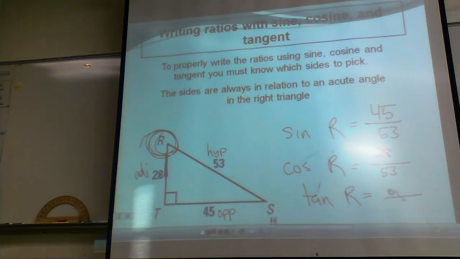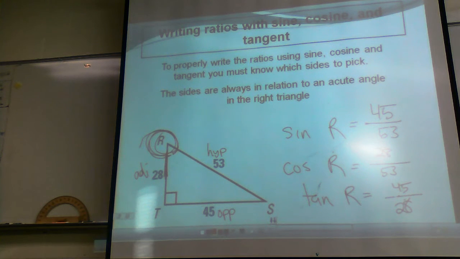And then tangent was opposite over adjacent. Okay, so again, we're not using this to do anything yet. All we're simply doing is setting up ratios. That's it. So opposite over adjacent. The opposite side, I still have listed as 45. Put 45 there. Okay, so if I simply said something like, what's the sine, cosine, and tangent of angle R, this is what I'd be expecting for answers.